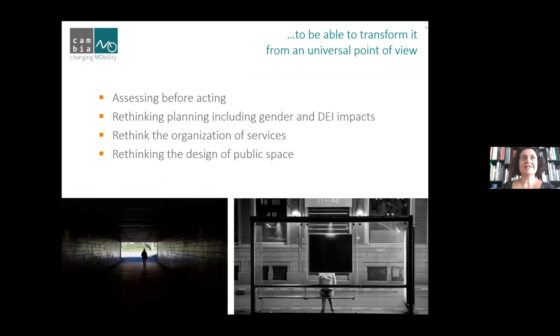And with that, I finish. So just assessing before acting, not to do like it was done in Madrid, where we didn't find the environmental impact study. Rethinking planning, including gender and DEI impact, and rethinking the organization of service. And then as well to rethink the design of public transport. I mean, maybe we need a new kind of planners or policymakers that move their attention from the big infrastructures to the details and to the public space as well. Of course, it depends. If we don't have the public transport, we need to constrain that, this is for sure.